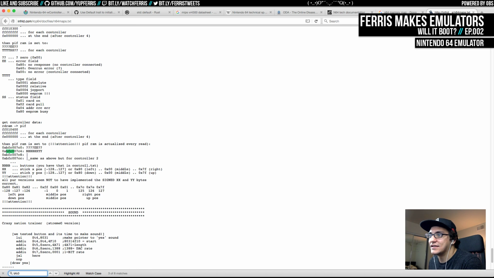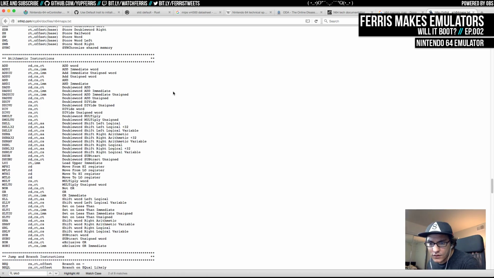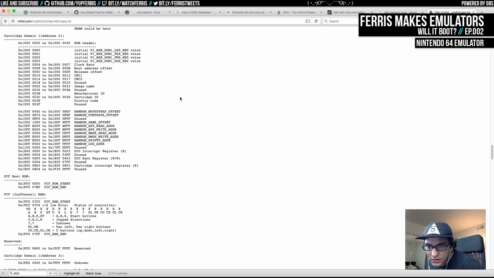Yeah, so if we search this, 1FC0. Yeah, right here it says PIF boot ROM. The start and end right here at 1FC0. And I'm guessing it's telling me this is a physical address. That would make sense, that this memory map would be showing us a physical address.